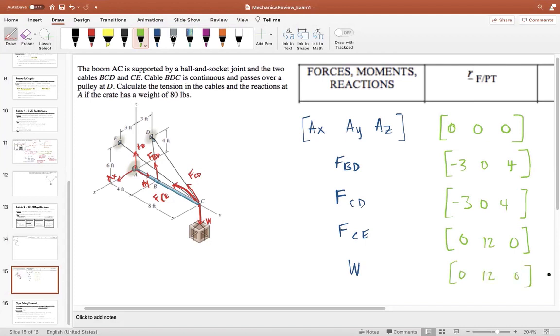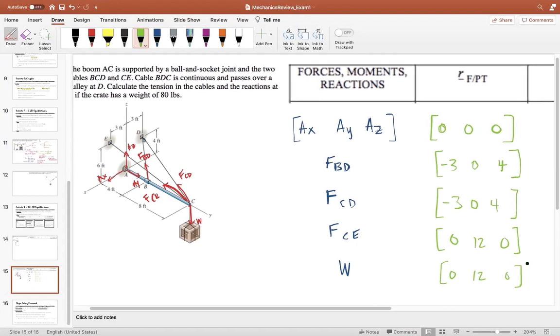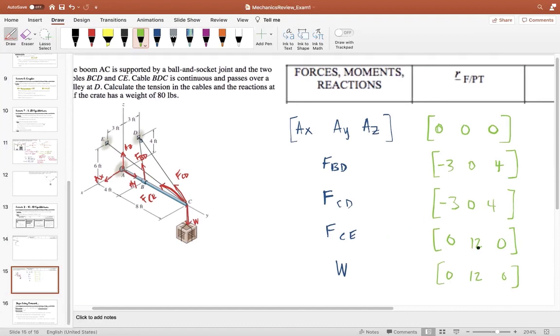Just to be clear, for force CD, couldn't you also make that 0, 12, 0 because it's still on that line of action? Yeah, you can. It's just a little easier. I'm going to leave it this way because technically we're going to be doing this calculation anyway, so it doesn't really matter. But you can do any point on the line of action. Technically for CD, you could have picked this point right here. It's anywhere on that line itself, and you'll still end up getting the same answer at the end.